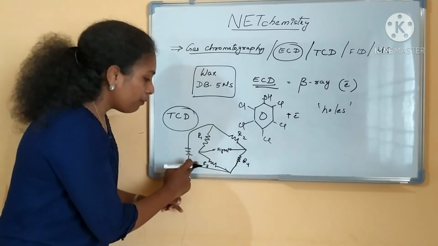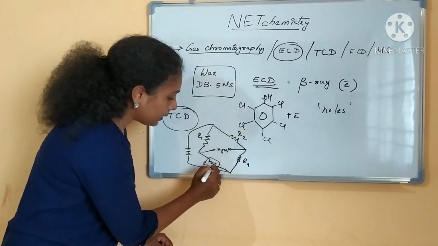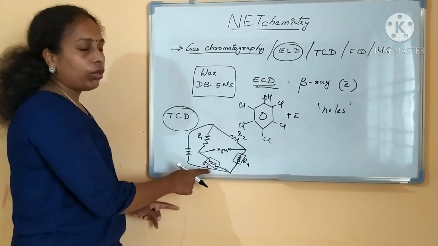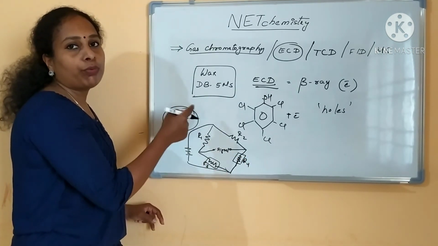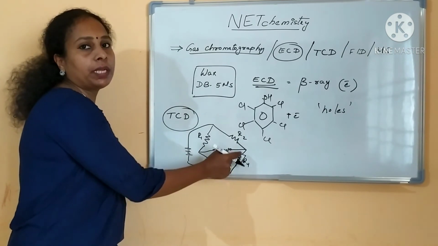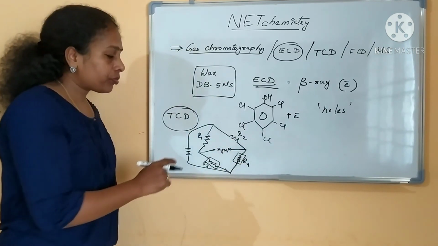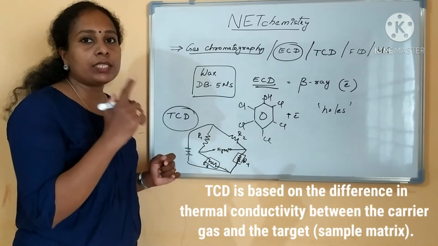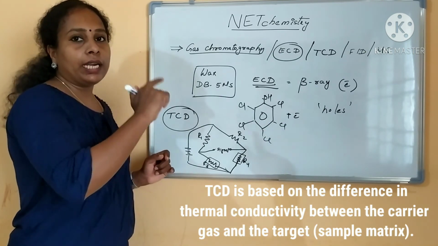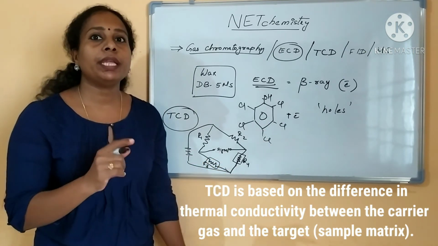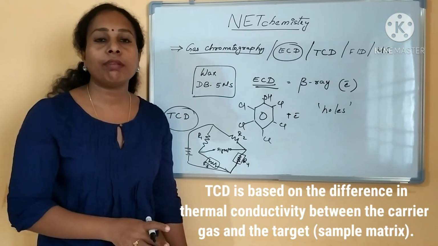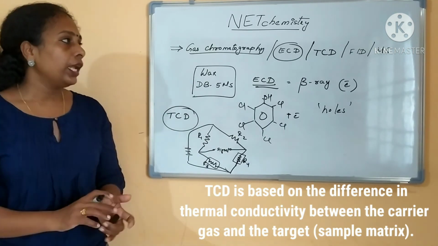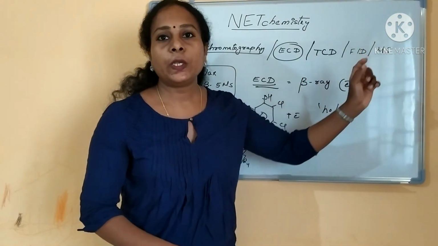In this, one is kept as a reference and the other is kept as a sample. Only gas will be flowing through the reference, and gas plus your analyte, your sample, will be going through the other. If only gas is going, the thermal conductivity will not change. Once your sample enters, there is a difference in thermal conductivity. Based on that you are getting the signal. That is what a thermal conductivity detector is. Clear? Now we come to the flame ionization detector.